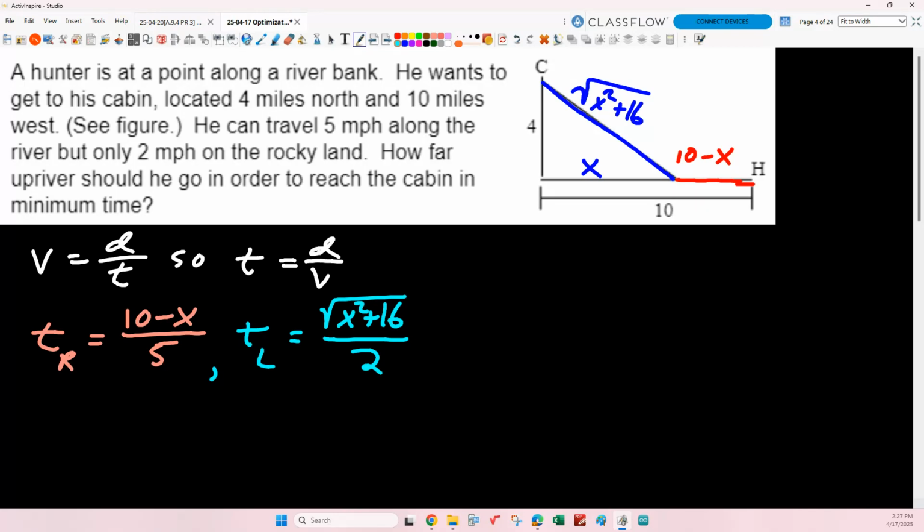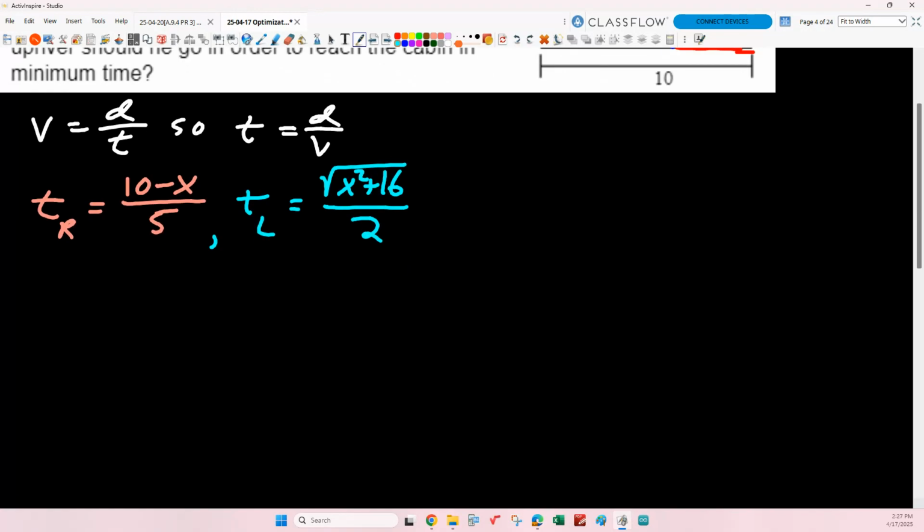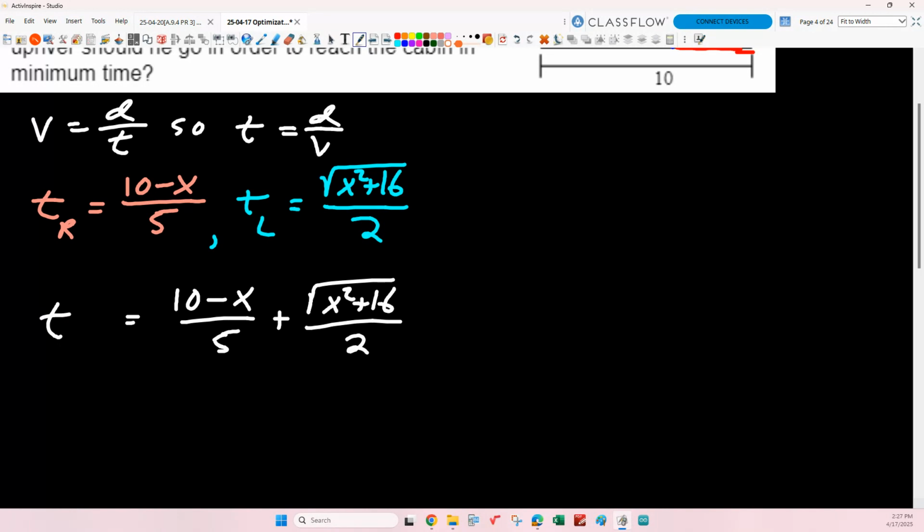Okay, so what's his total time? Yeah, it's just going to be the sum of those two: the amount of time he spends walking along the river plus the amount of time he spends walking across the land is going to be the total time he's walking. Agreed? Okay. Well, what's nice about this? One variable, yeah. So it's already just t of x.